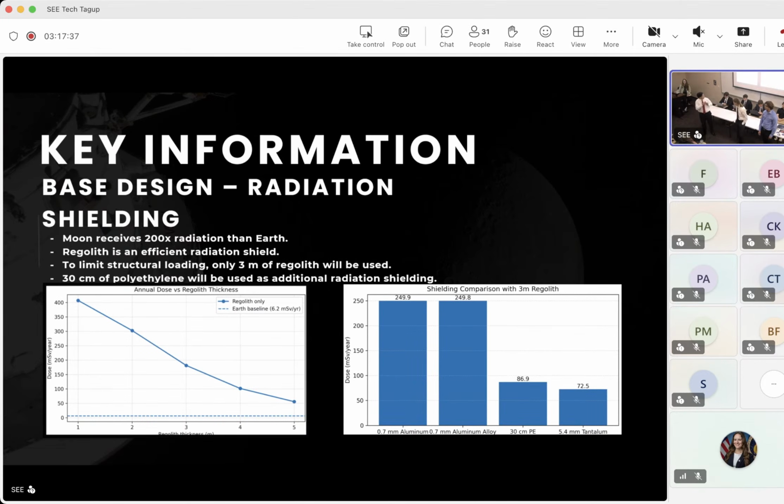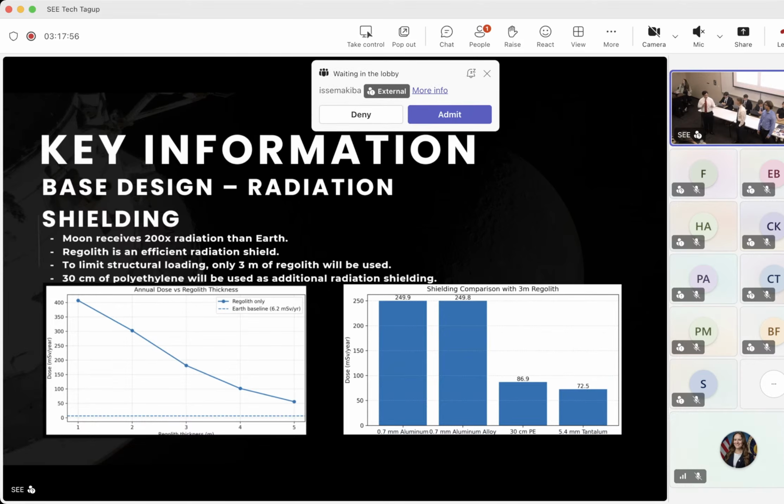So for the base design subsystem, we have the radiation shielding component. This was mainly put in place to protect the astronauts that would be inhabiting the bunker from the harsher radiation environment. We have found that lunar regolith serves as a good shield that is also found in the lunar environment, to reduce costs like from shipping to Earth, to protect against radiation.